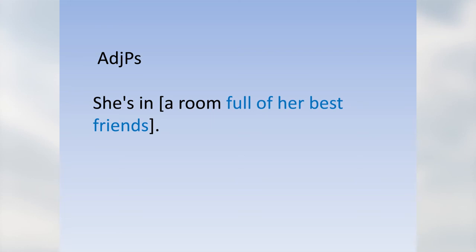Okay, how about an adjective phrase coming after the head? She's in a room full of her best friends. Full is an adjective, right? We can say very full and we can say fuller and fullest. So the head of this phrase obviously is room. Full is the head of this adjective phrase, full of her best friends. Its category is adjective phrase, its function is modifier.